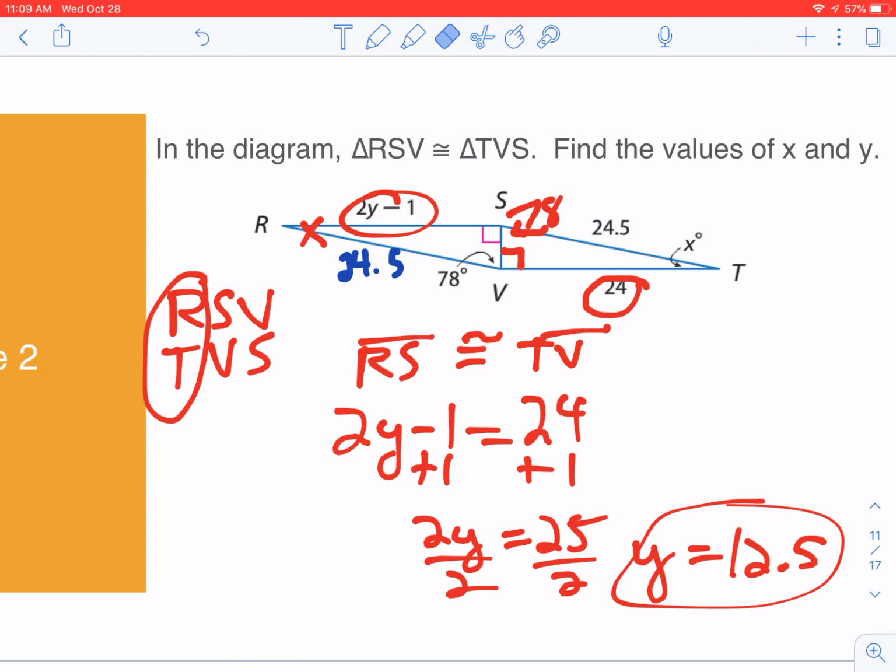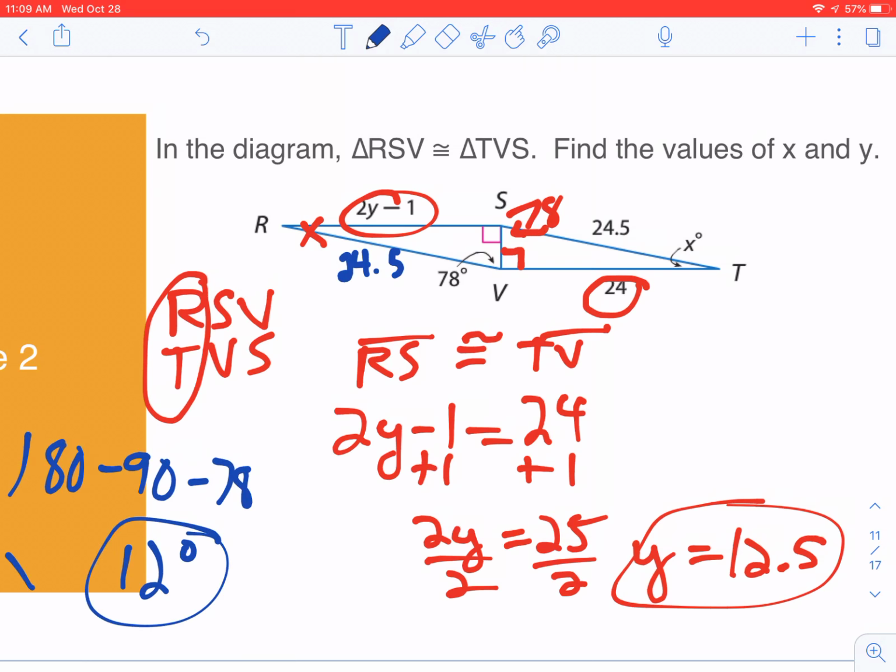Okay, now it says to find X. Well, I have two angles. We know that all angles add up to 180. So I'm going to do 180 minus 90, because I have a 90-degree angle, minus 78. And if I do all that, I will get 12. So X equals 12 degrees.